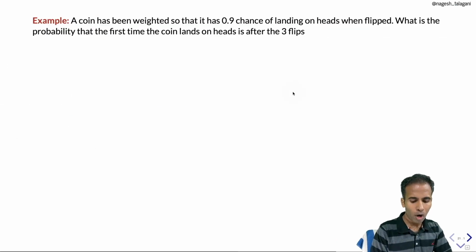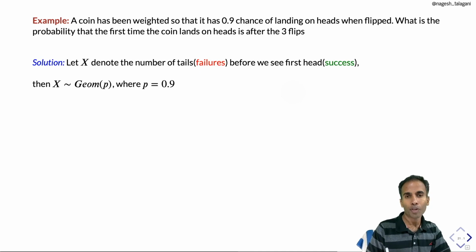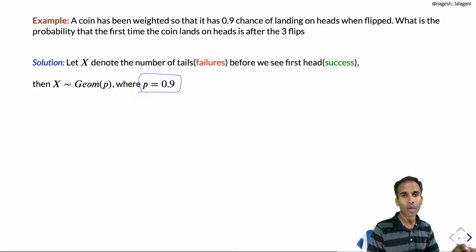Fine. Okay, next, example. A coin has been weighted so that it has 0.9 chance of landing on heads when flipped. What is the probability that the first time the coin lands on heads is after the 3 flips? Here, let x denote the number of tails before the first head. Here, head is success, tail is failure. So x follows a geometric distribution with parameter p equal to 0.9. Here, the 0.9 is the probability of head, that is the probability of success, right?